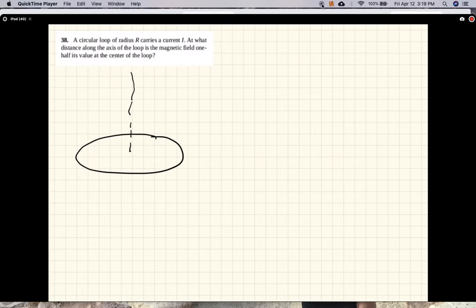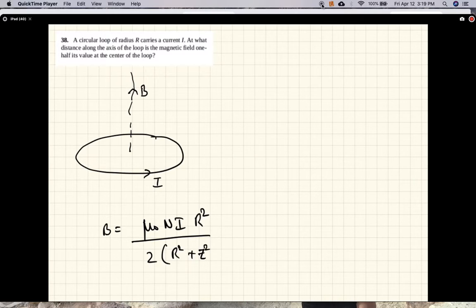Here's the axial point. It's carrying a current I. The magnetic field along this point is pointing like that, and so on. So the strength of the magnetic field is given by mu naught n I r squared over 2 times (r squared plus z squared) to the 3/2.